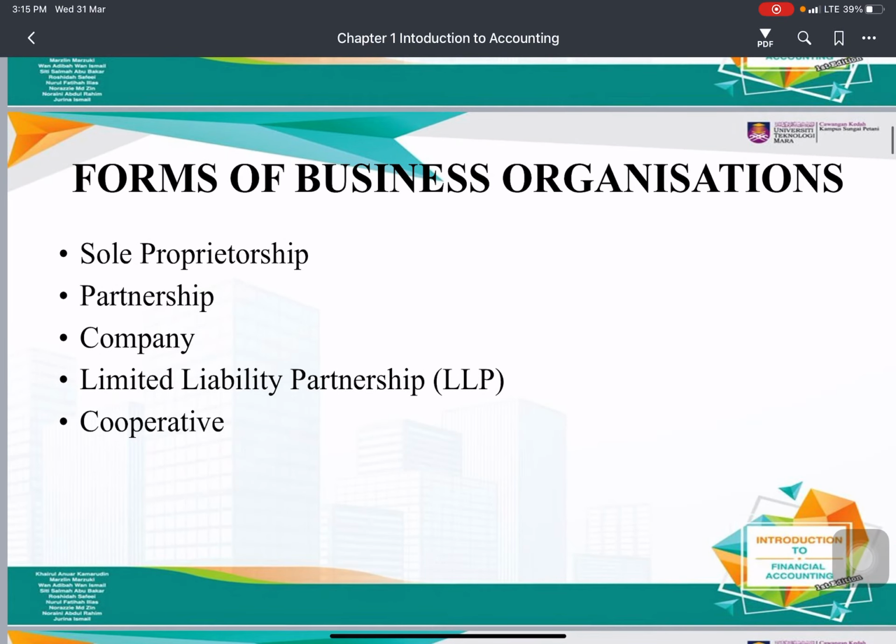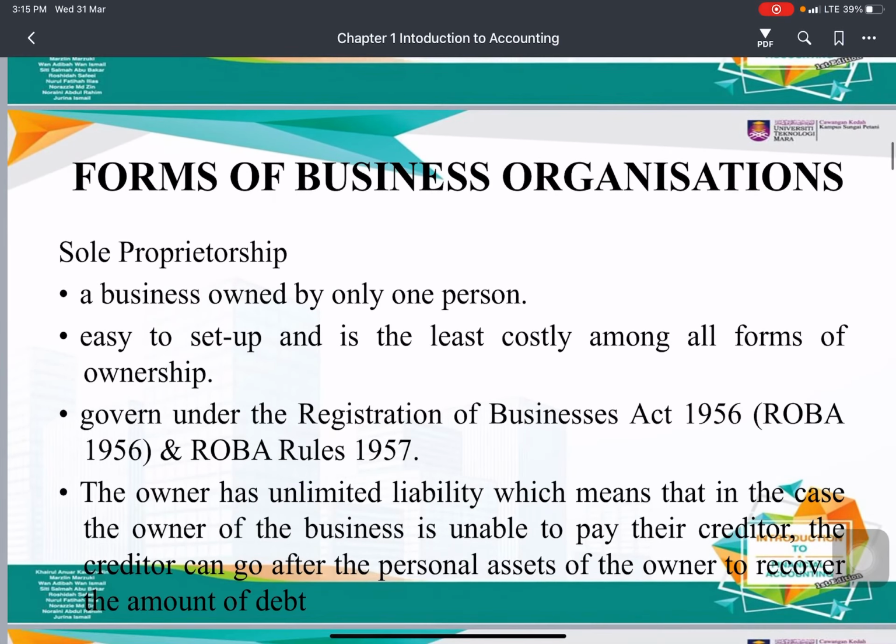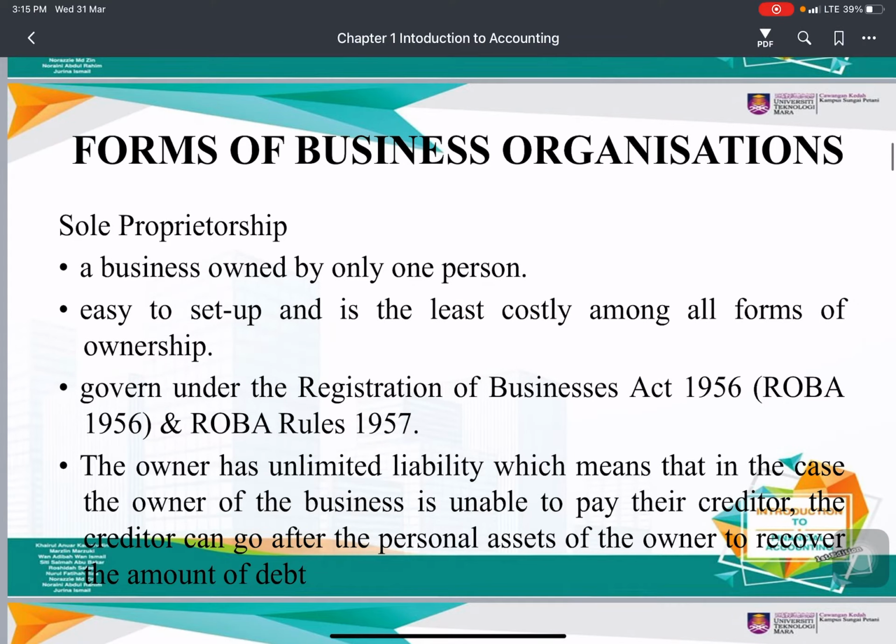Alright, so these are the forms of business organization. Proprietorship, or in Bahasa, peniaga tunggal. Partnership, or we name it as perkongsian. Company is syarikat, and limited liability partnership. So this is still a partnership, but they have limited liability, which means they limit to what extent their liability goes. And then cooperative. Alright, forms of business organization.